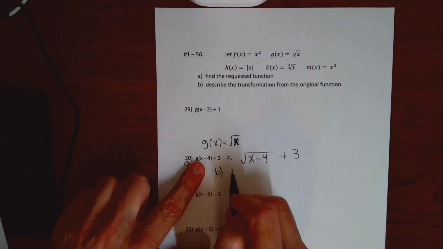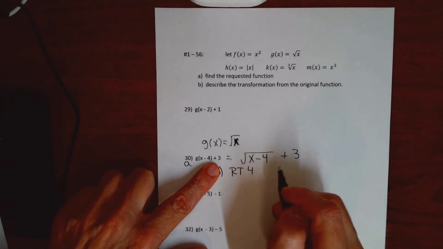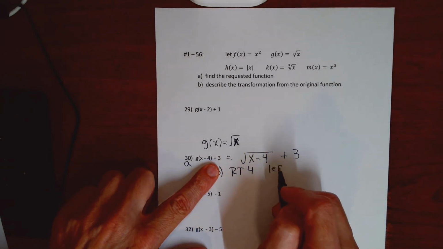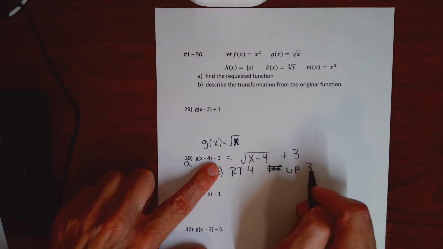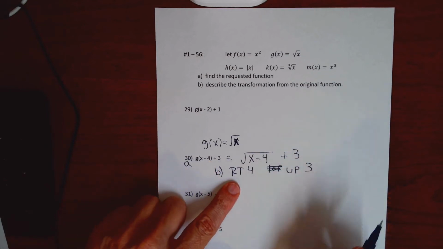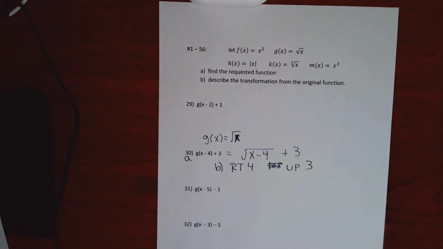Minuses inside parentheses move the graph right. Pluses after the function moves the graph up. I'll progressively get lazier and lazier. I don't have to write anything more than that, just so we kind of understand how the graph moves around.